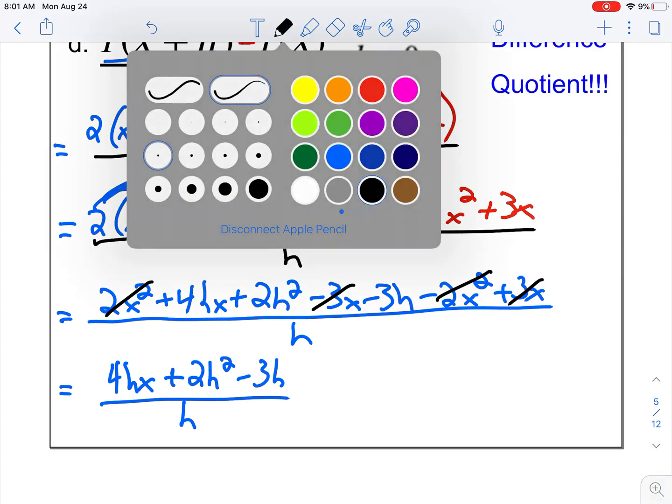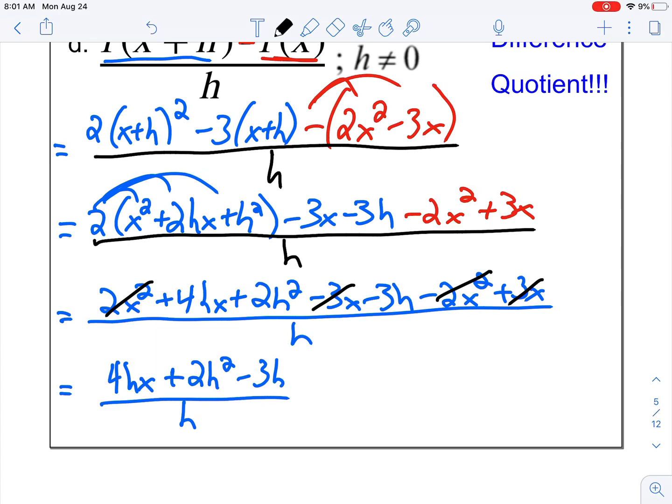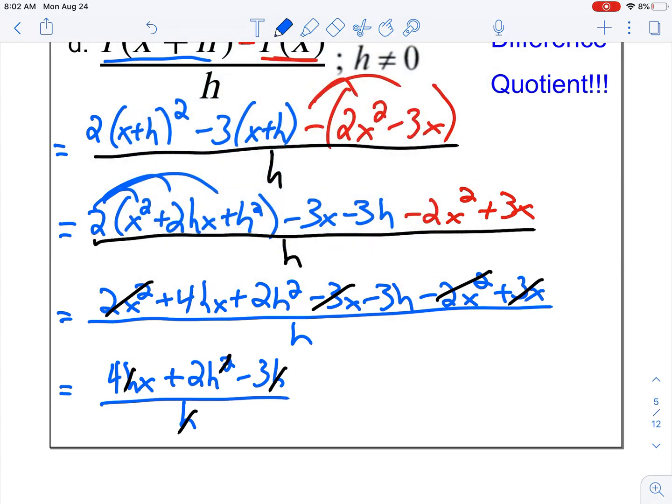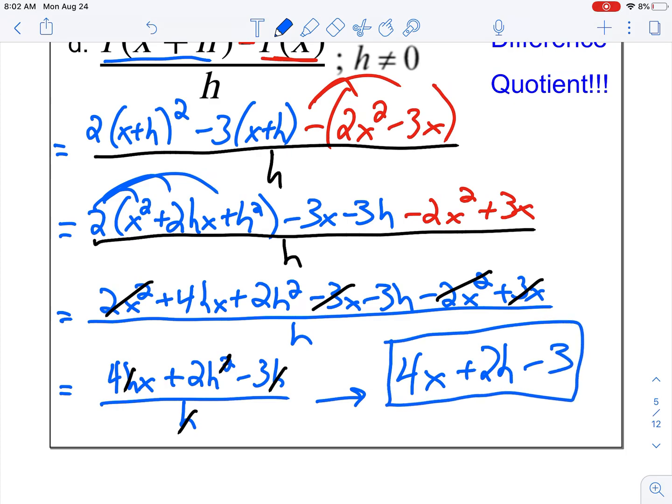If you remember from Algebra 2 or from college algebra, if you have a factor everywhere up top and everywhere down low, that can reduce. So that h is all going to go away. One of those is going to stay. And what I have for a final answer is 4x plus 2h minus 3. All right. That is how we manipulate that problem.